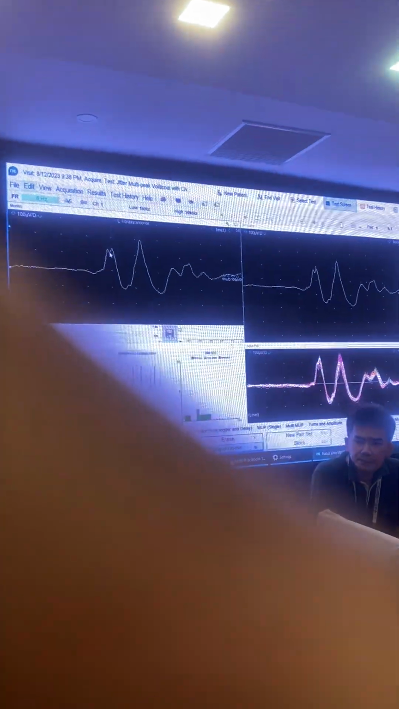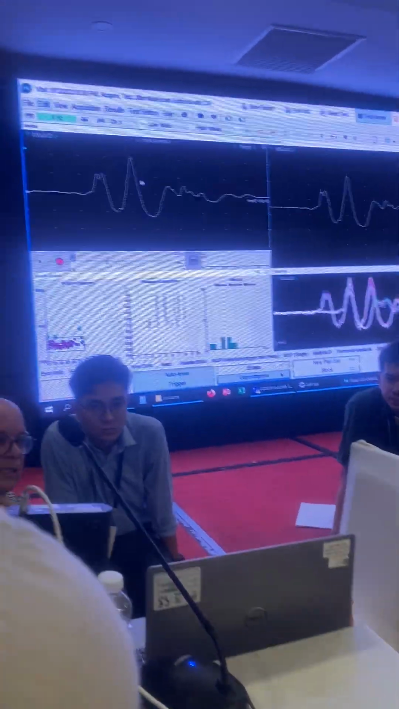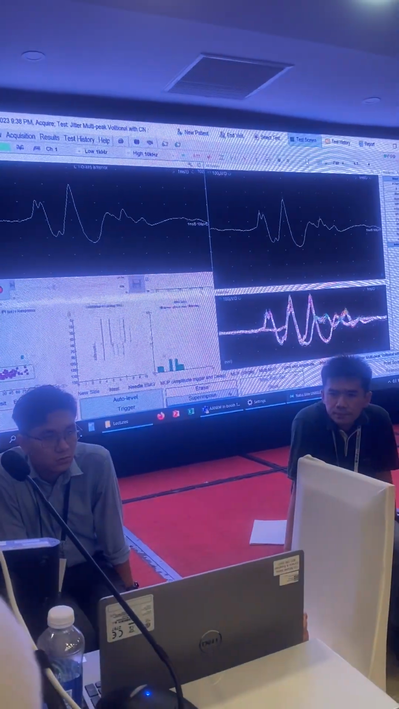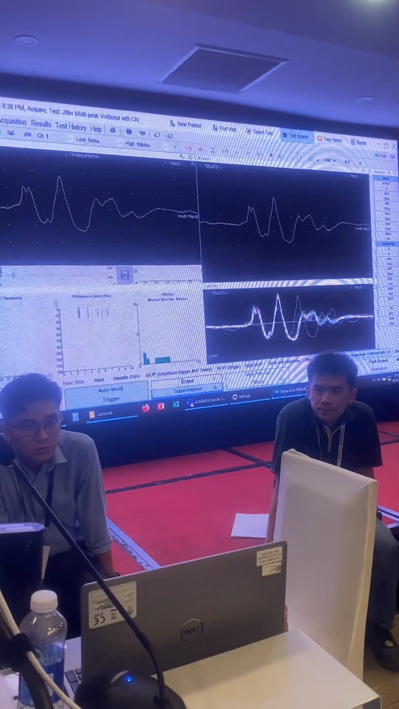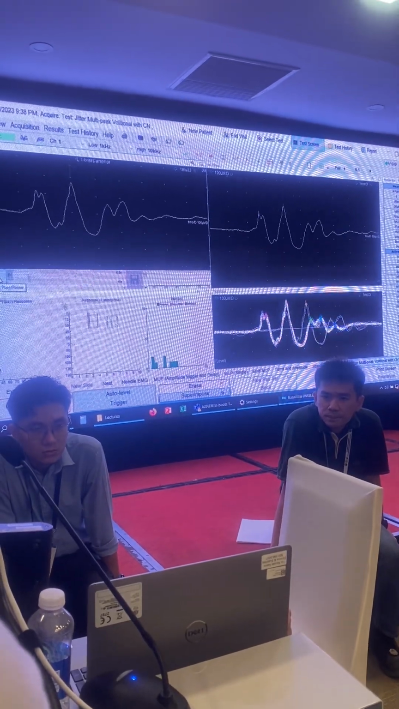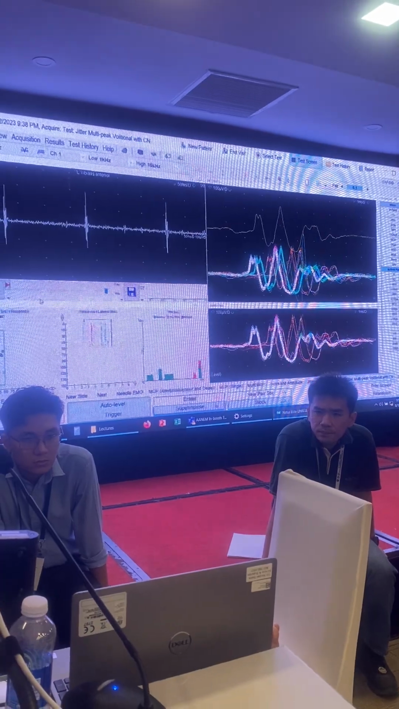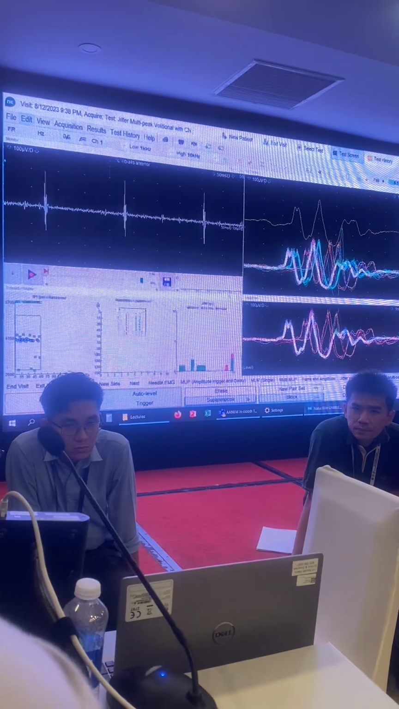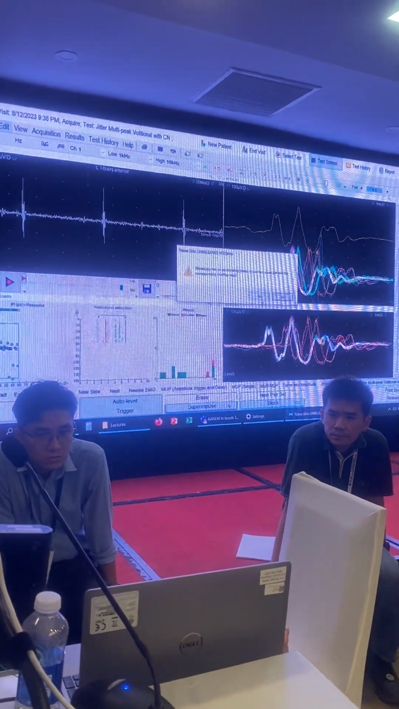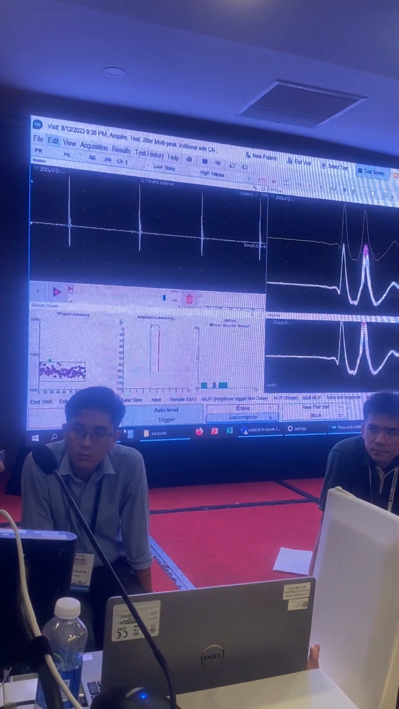See, now this is a complex, but this is a composite spike. Anyway, so I'm going to delete this. That's too much junk. Okay, so what shall we do next?